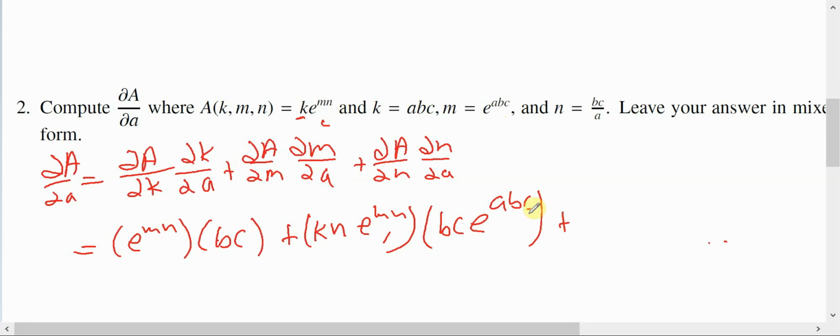And then finally, take the partial of A with respect to n. Well, that behaves just like the last one. So I'm going to have my k, and then the derivative of e to the mn is going to be e, put the inside function in, and then the derivative of mn with respect to n this time is going to give me an m, e to the mn. So there's my partial of A with respect to n, and then I take the derivative of n with respect to a. Well, it's like 1 over a, and the derivative of 1 over a is minus 1 over a squared. You can get that by writing it as a to the minus 1, and these are constants, so this is going to be minus bc over a squared. And then I was told I could leave it in mixed form, so I'll just leave it like that. That'd be my derivative.